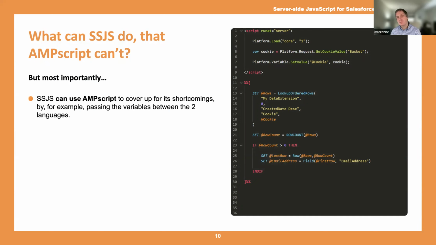So what the example here on the right shows is basically a part of code that would do something in server-side JavaScript, then pass it down to Ampscript and let Ampscript execute the rest. So it's totally possible to work with both languages on the same page, right?